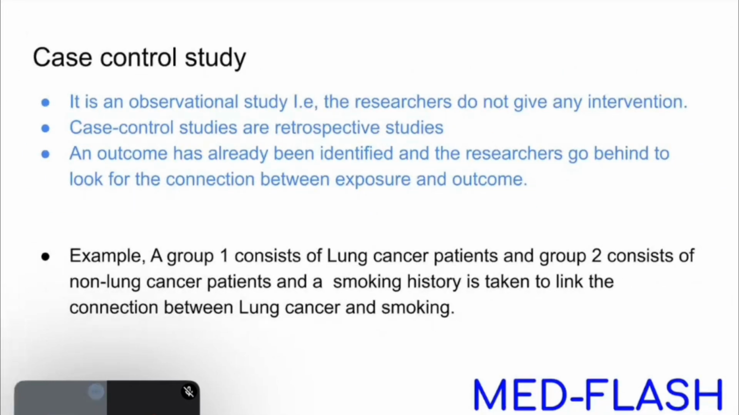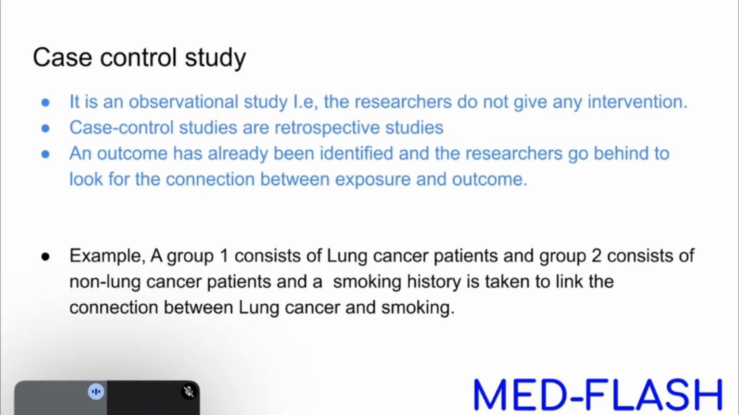Okay. So an outcome has already been identified, and the researchers go backwards to look for the connection between exposure and outcome. Now, what is an outcome? Outcome is basically a disease. For example, the researchers will initially identify two groups, a case and a control. So, what are cases? Cases are basically the group of people who developed a disease. And what are controls? Controls are the group of people who haven't developed the disease.